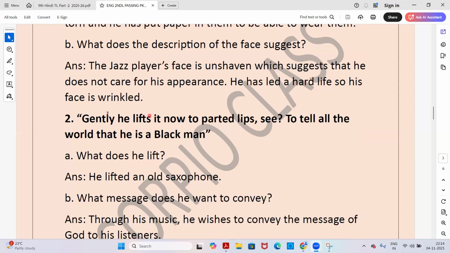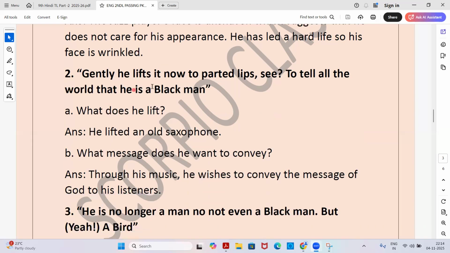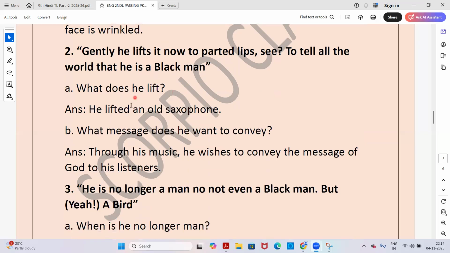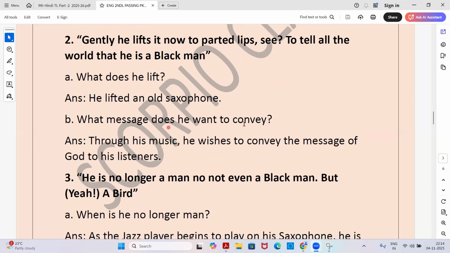Next, moving to second extract. Gently he lifts it now to parted lips. See, to tell all the world that he is a black man. What does he lift? Answer. He lifted an old saxophone. What message does he want to convey? Answer. Through his music, he wishes to convey the message of God to his listeners.